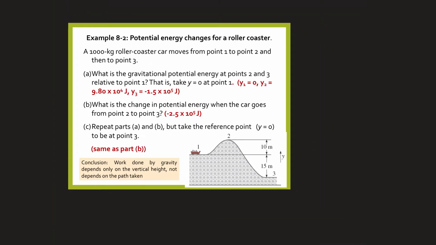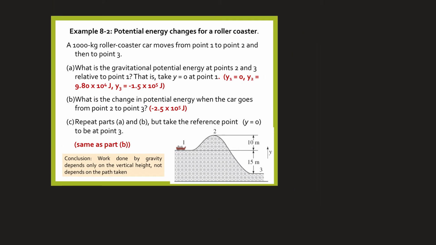So for example, this question is basically a direct question. The question asks you to find the gravitational potential energy, which means that you are going to put it as U equals mg times (y final minus y initial), at points 2 and 3 relative to point 1. So the question already puts your reference point at point 1. This is going to be your reference point, and the question asks you to find the potential energy.